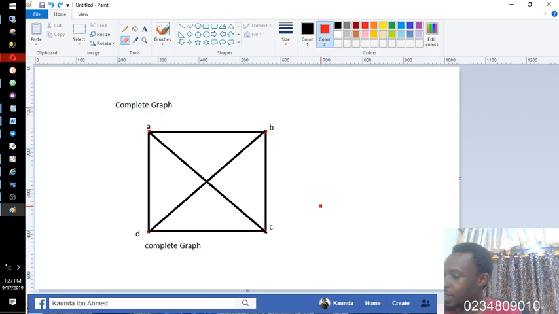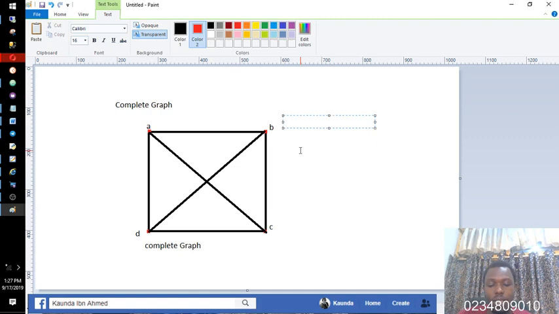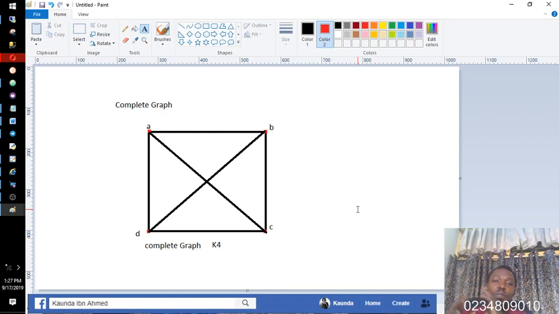The symbol for the complete graph is K. K of how many vertices? This is the graph of K of 4 vertices. So this is the K4 graph. It's a graph that has 4 vertices and it's complete, because all the vertices are connected to every other vertex.